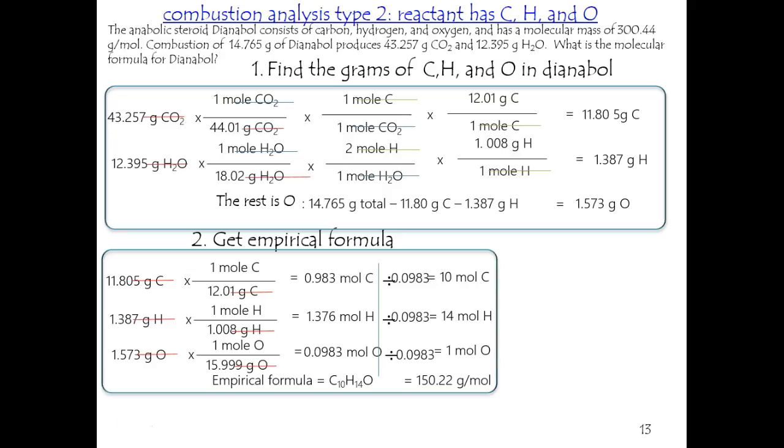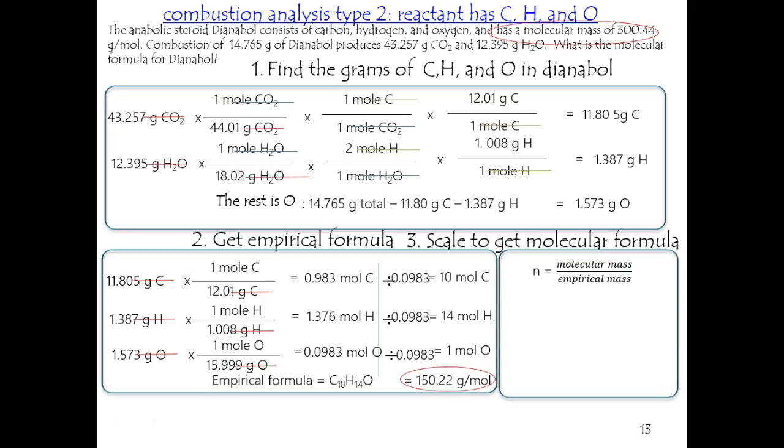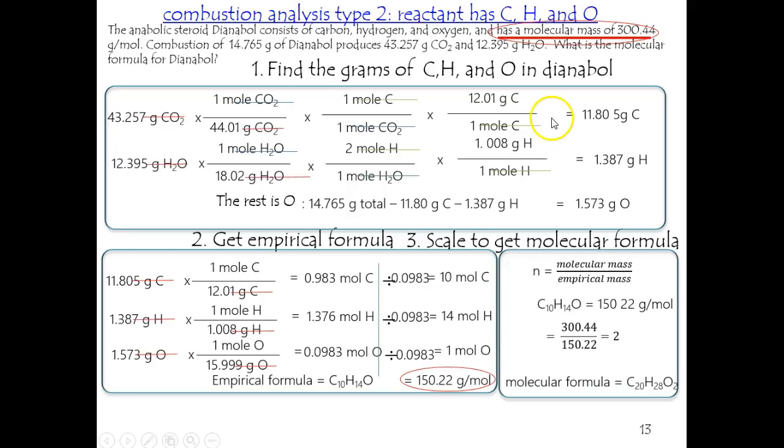Dianabol must in fact be C20H28O2. Now there it is mathematically. I never do it that way. I just recognize that you've got to double it to get there, and there you go, 300.44 grams per mole, and that's the answer of the problem. You know, looking at this, I don't know why we didn't just throw in the mole ratios right here and do it all in one step.